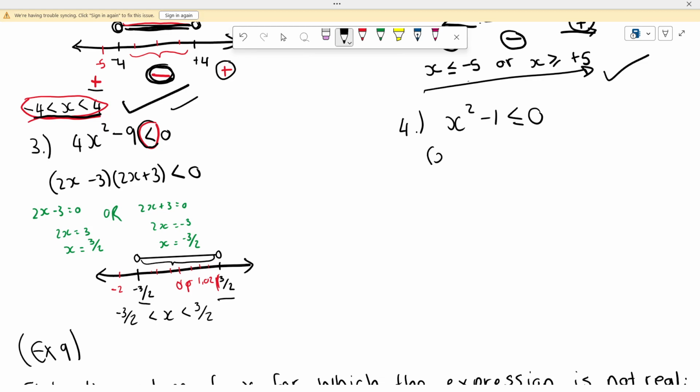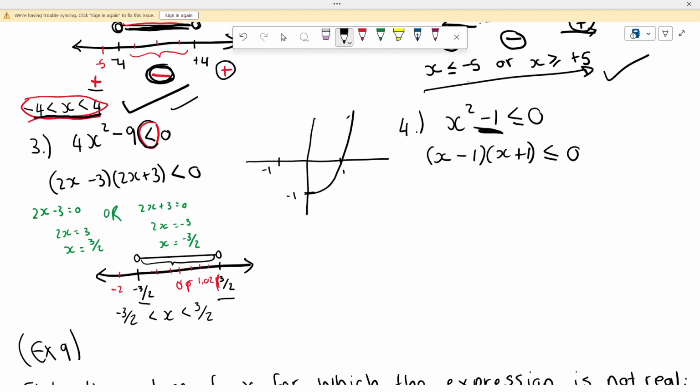This one's very easy. It's also differences of squares, x minus 1, x plus 1, and they are asking for smaller or equal to 0. Now this is very easy. We can go and draw it on a nice number line here, on a parabola. Let's say this is 1, this is negative 1, this is 1, and then here is, let's say, negative 1 as well. So we can see that our y-intercept will be negative 1, which is here, and our two x-intercepts will be 1 and negative 1.